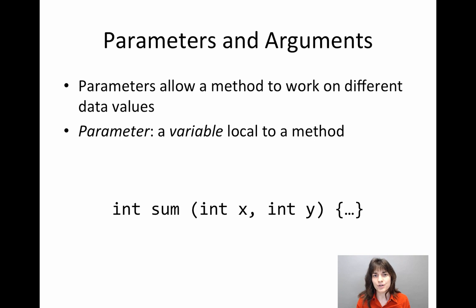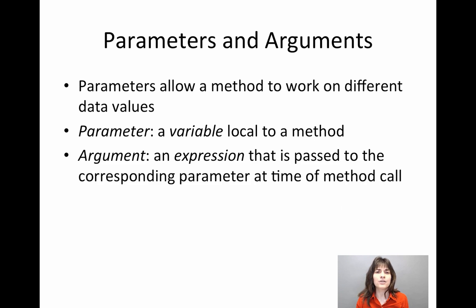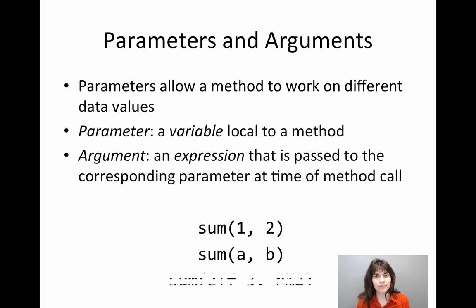What then is an argument? An argument is the expression that is passed to the corresponding parameter when we make the method invocation. For example, we could be passing the values 1 and 2 to the parameters x and y. Or we could be passing the values of variables a and b. Or we could be passing an even more complicated expression. We will evaluate each of the expressions, and then the values of those expressions will be passed and will become the values of x and y.